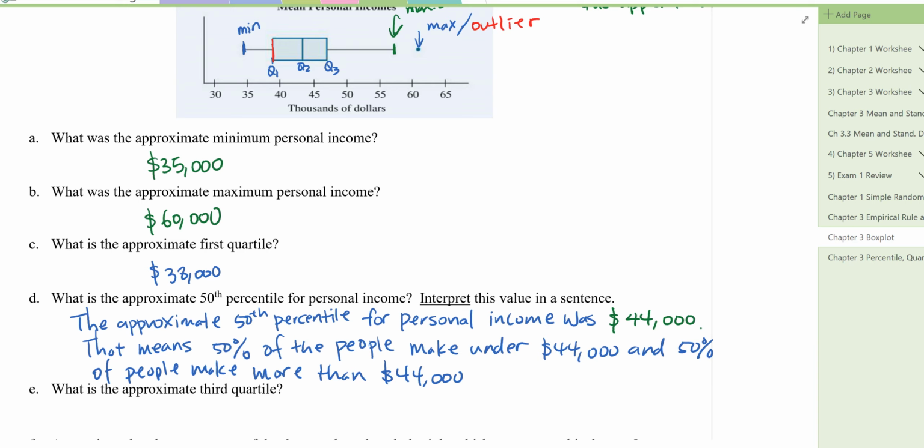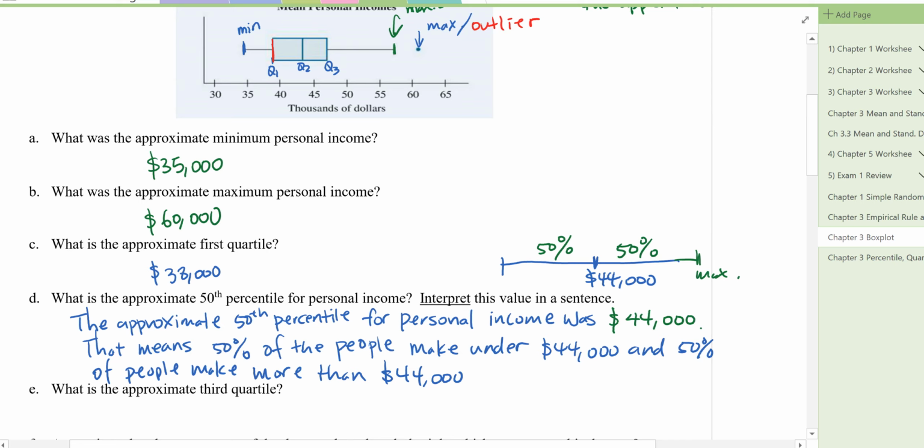So if I draw a number line to represent that, it looks like this. This is 44,000, the middle. About here we have 50% of the people in the 50 states who make under that, and then 50% of people make over that, right? This is the maximum.